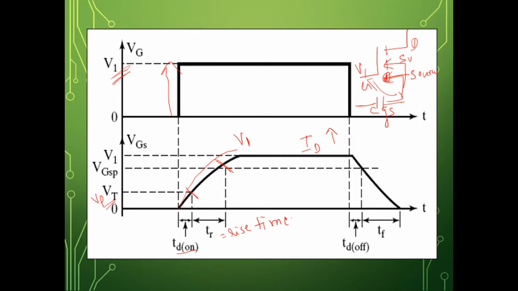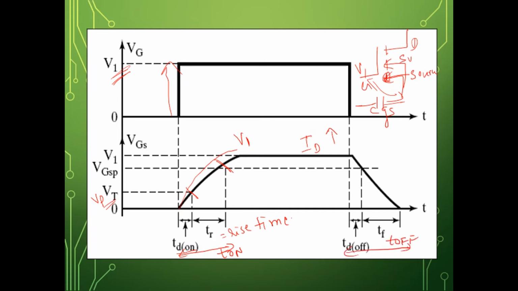And from this 100% to 90% drop down is the delay during turn off, and from around 90% to almost 0, it is the fall time. So this entire time duration TD on plus TR is your on time of the MOSFET, and TD off plus TF is nothing but the off time of the MOSFET.